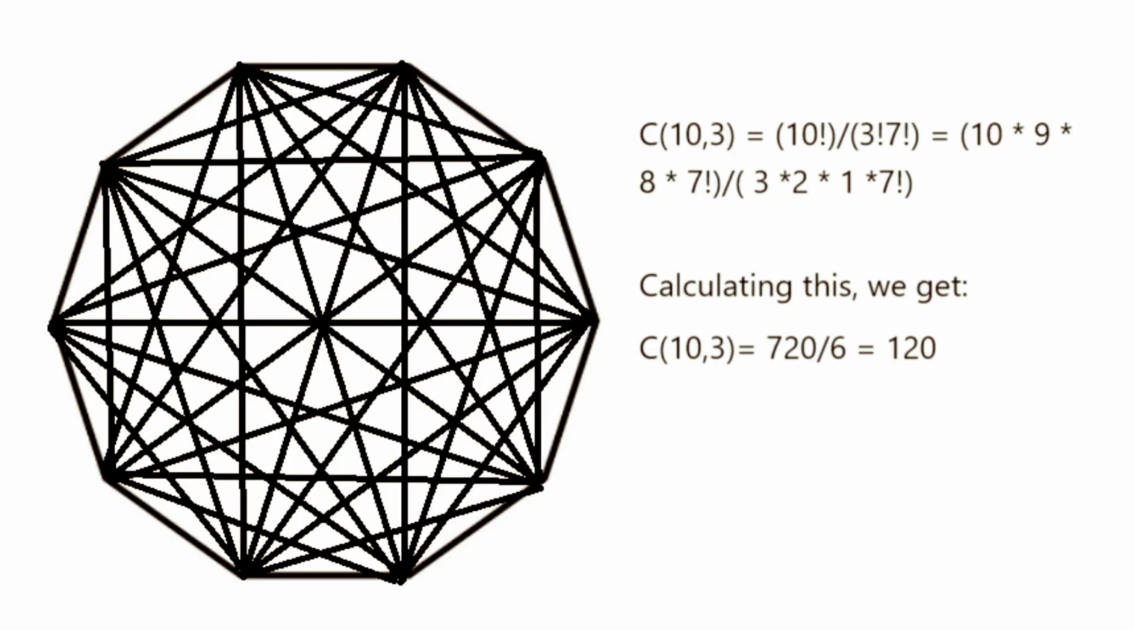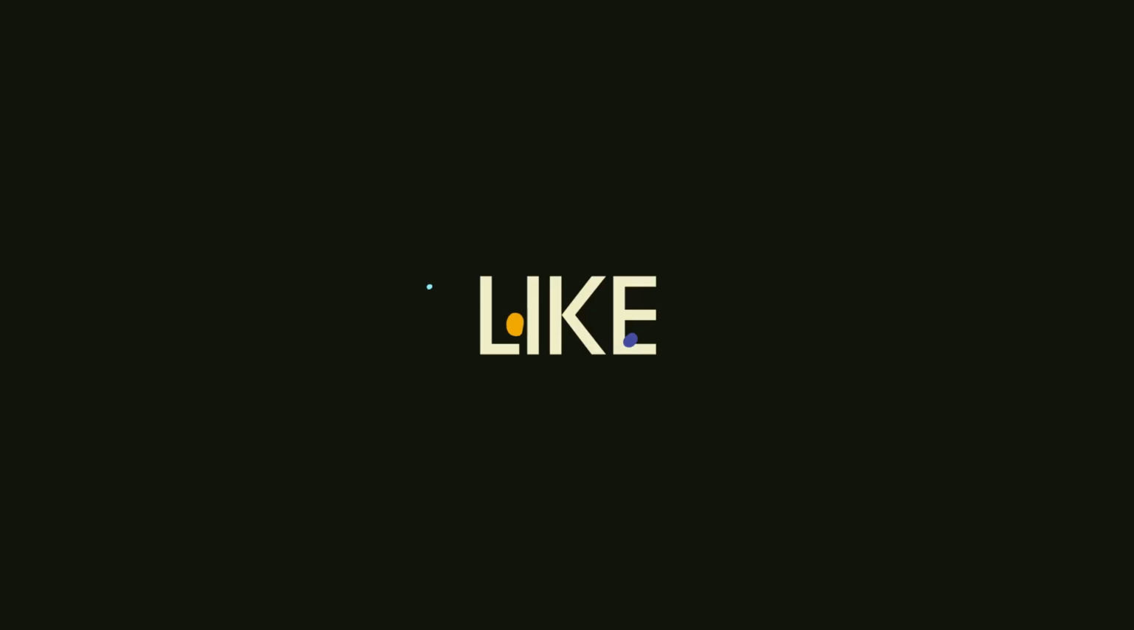Combination of 10 and 3. C(10, 3) equals 10 factorial divided by 3 factorial multiplied by 7 factorial. Calculating this, we get C(10, 3) equals 720 divided by 6, which is equal to 120. Therefore, 120 triangles can be formed from the vertices of a decagon.